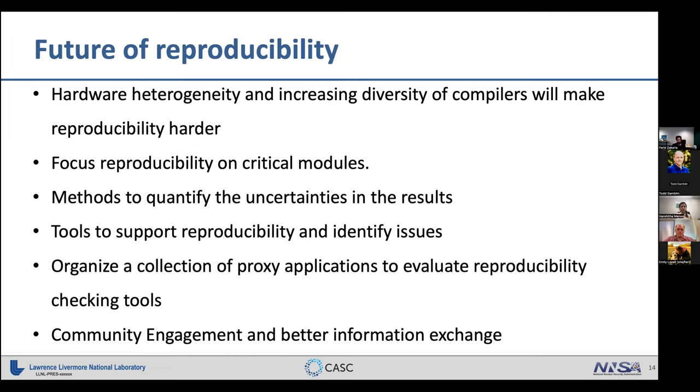This is especially important in the deep learning era, where we need to know how certain we are about the results of the model. There are several tools to support these aspects and to identify the root cause of reproducibility problems. There are a lot of workshops organized and activities happening in the community. And we need better community engagement and better information exchange between the GPU vendors and the users to really understand how it's being implemented and what the possible reproducibility problems could be.